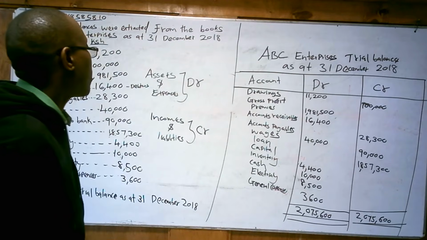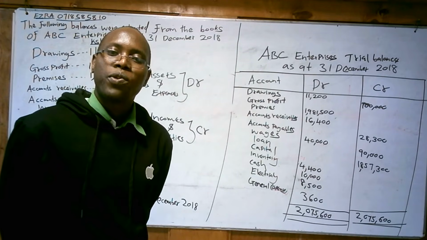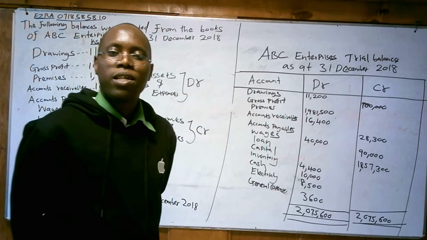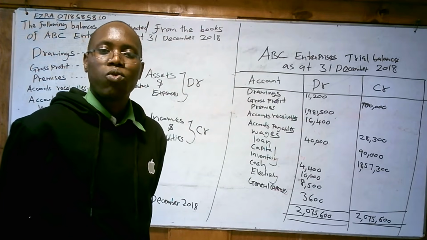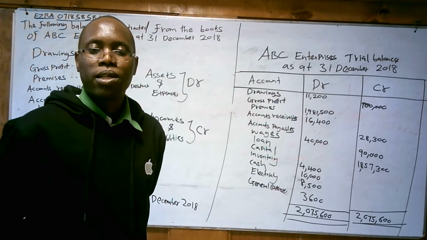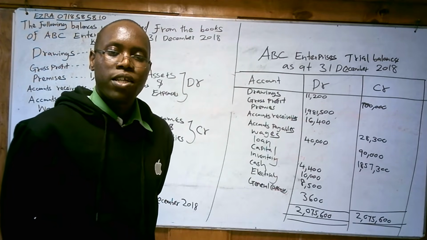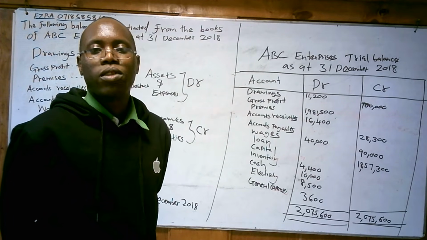So then it means if we were to have other assets, like the ones that we are not having there, things like motor vehicles, those are assets, they are going to be on the debit side. If you are going to have insurance, insurance is an expense and it's going to appear on the debit side. If you are to have things like land, that's an asset on the debit side.